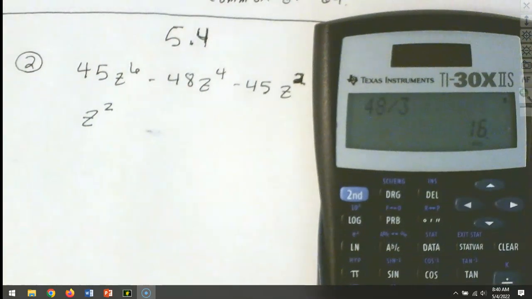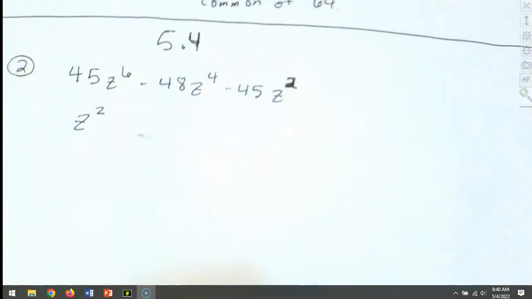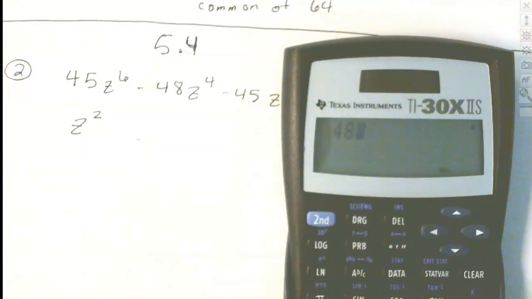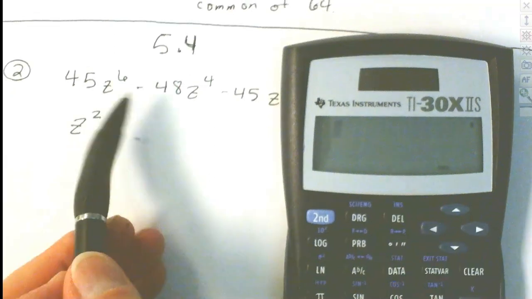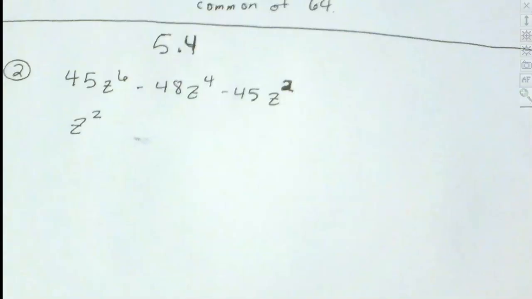Now, there might be more. Let's try a 9. I don't think 9 will, but you need to make sure you get the highest one possible. And, of course, 9 does not work. Right? Won't go in there. 5 doesn't go in there. These have a 5 in the end. 5 doesn't go into 48. So it looks like the highest number that's in common with all of them is going to be a 3. So we're going to factor out a 3z squared.